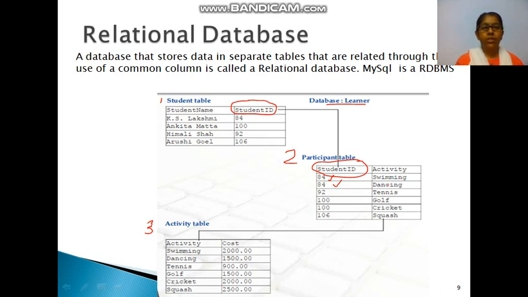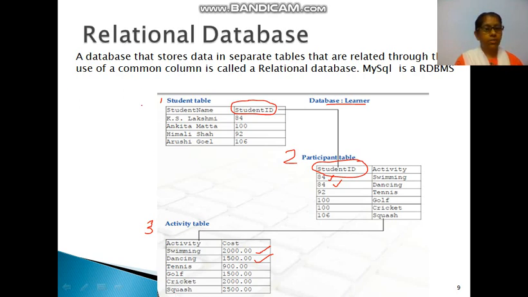And I want to know how much is the fee need to be paid by Lakshmi. So let's see. The cost is mentioned in the activity table. So Lakshmi is doing swimming and dancing. So let's see. For swimming, 2000, and for dancing 1500. So I can find out that in total 3500 needs to be paid by Lakshmi. So there is a relationship between these tables.